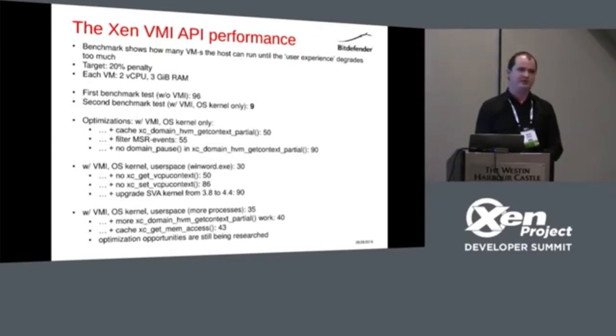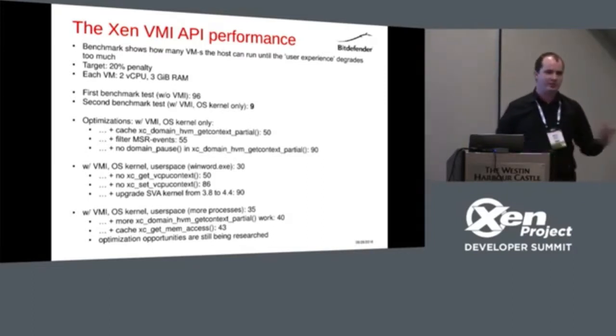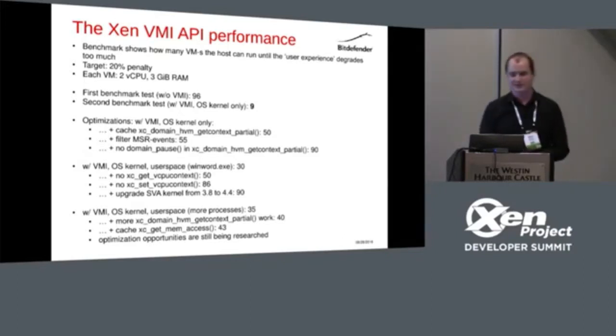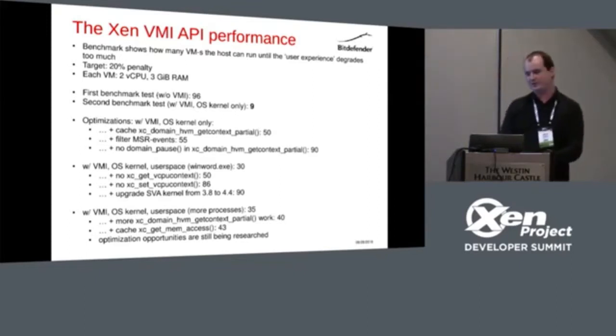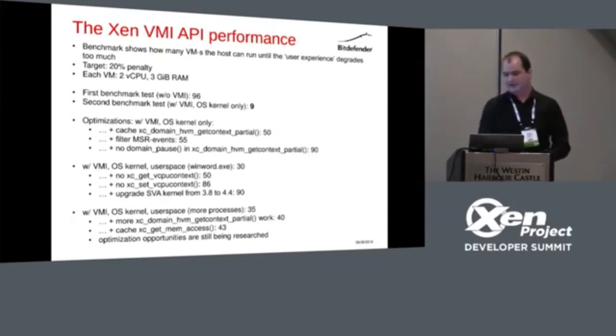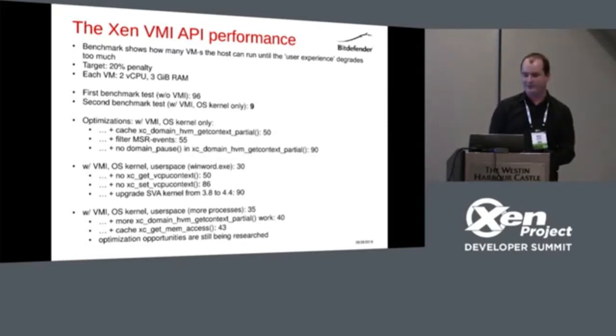Then we started filtering the MSR events even more. The initial API was all or nothing. That is, you either receive notification for all MSR changes or for none. That didn't really work for us. We refined the API, so we only receive notifications for the MSRs that we're interested in, like LSTAR, SYSENTER, and so on. That got us another 5 VMs, 55 out of 96.